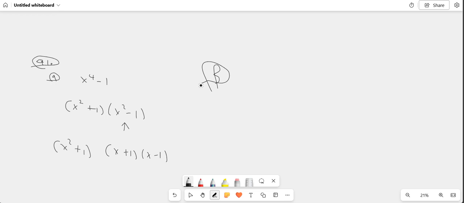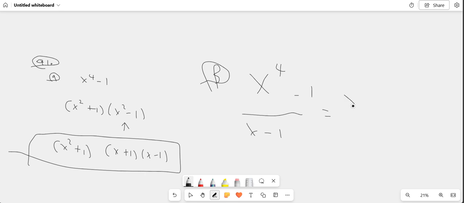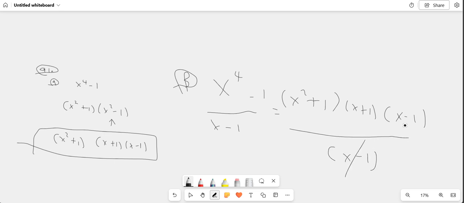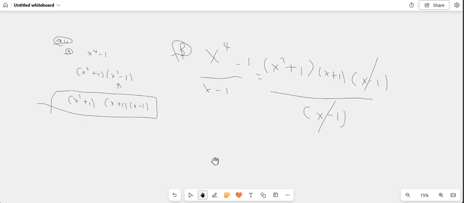It says, hence or otherwise simplify the algebraic fraction in that form, yeah. So x to the power 4 minus 1 over x plus 1, yeah. If I know that x to the power 4 minus 1 is equal to the thing we found in part A, it's equal to x squared plus 1 times x plus 1 times x minus 1. And I'm dividing that by x plus 1.